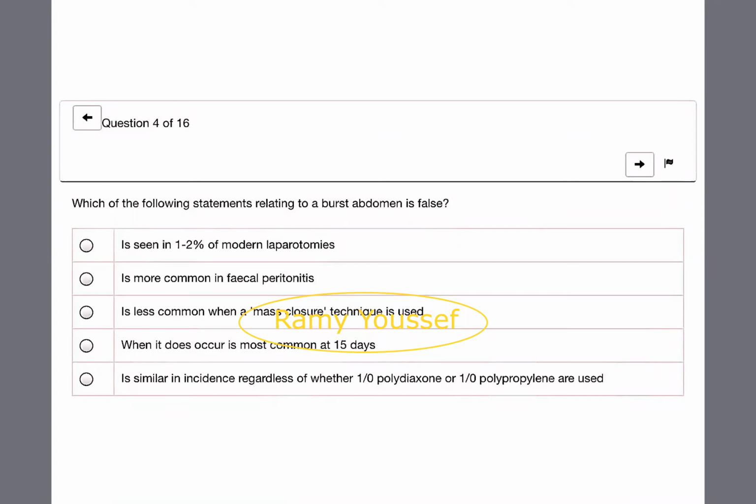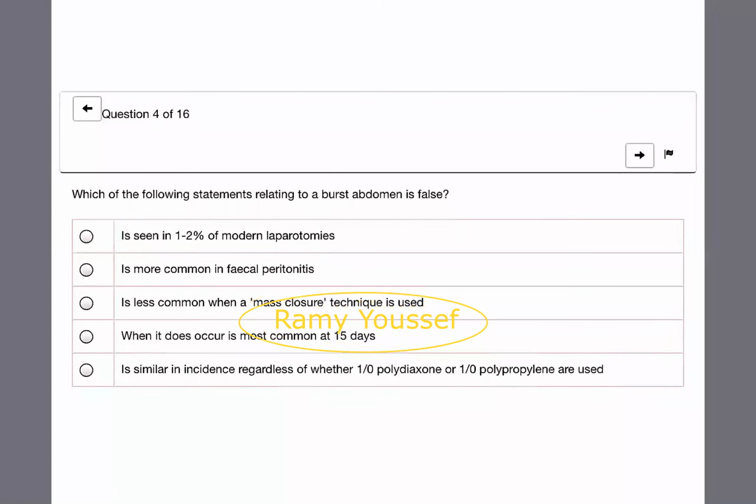Okay, which of the following statements related to burst abdomen is false? Is seen in 1 to 2% of modern laparotomies. Is more common in fecal peritonitis. Is less common when the mass closure technique is used. When it does occur, most common at 15 days. It is similar in incidence regardless of whether monofilament or polydioxanone suture is used. I'll go with D. Okay. So when does it most commonly happen?